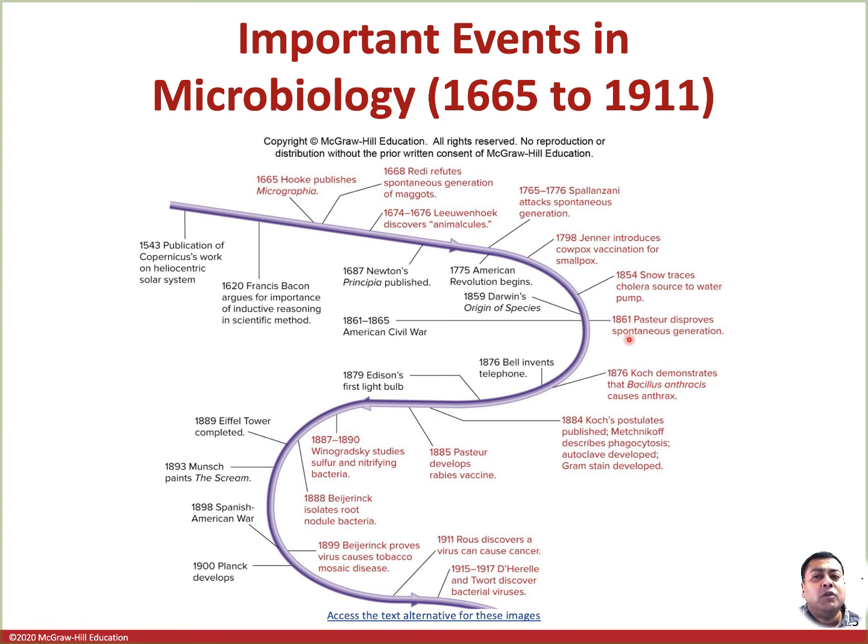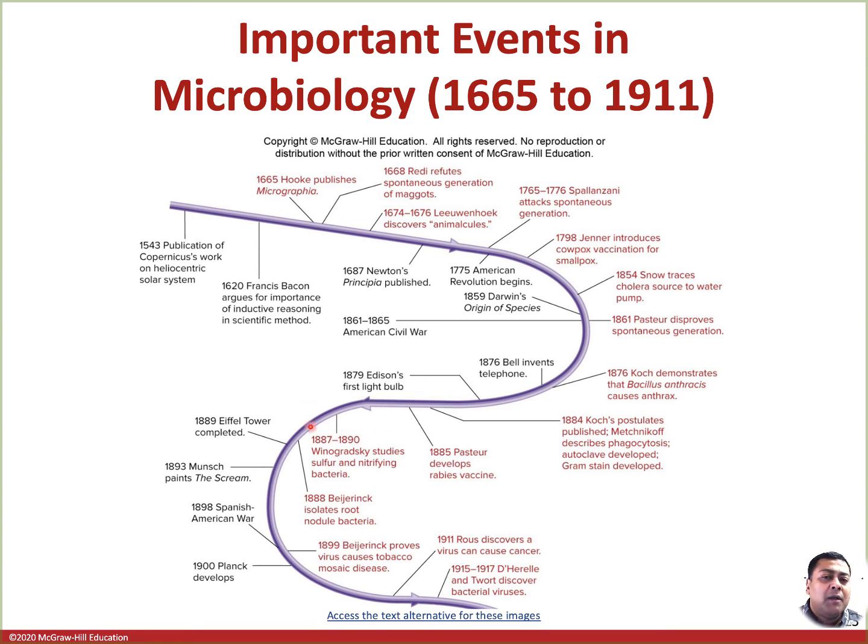And right here, 1861, is another landmark discovery. Pasteur disproved spontaneous generation, so remember this one. On the other hand, Koch demonstrated that Bacillus anthracis causes anthrax. And in 1884, Koch developed Koch's postulates. So these are some of the important ones: Jenner, John Snow, Pasteur, Koch's postulates. These were the landmarks that I want you to remember. The other ones are not that important. Pasteur, of course, also developed vaccines, but the first ones are the most important.